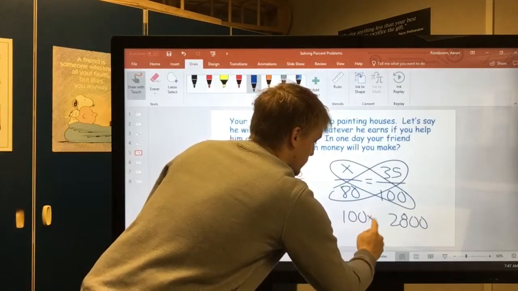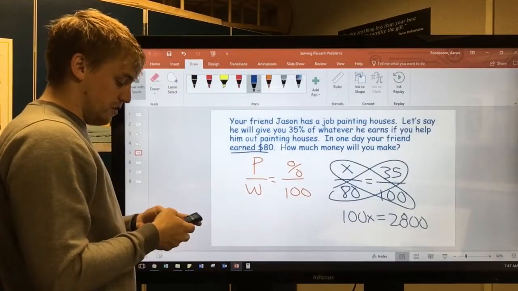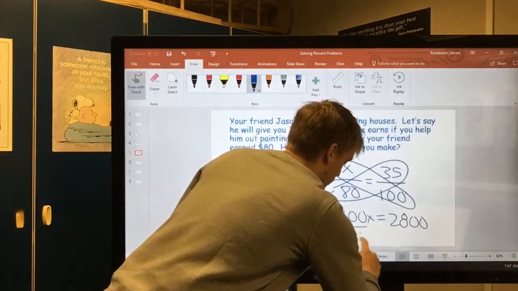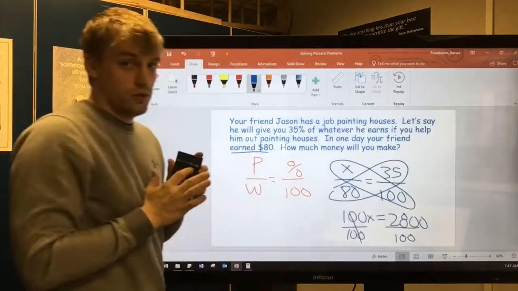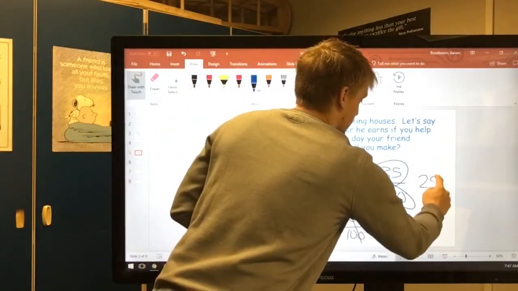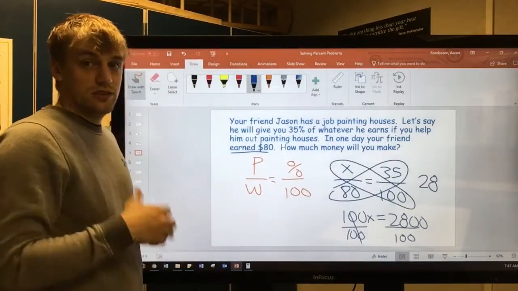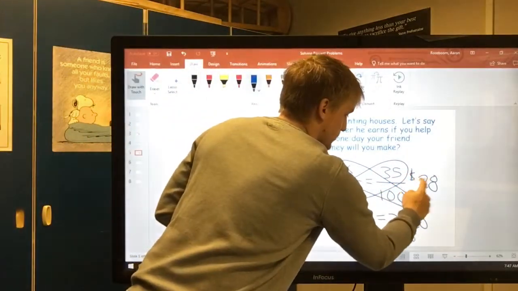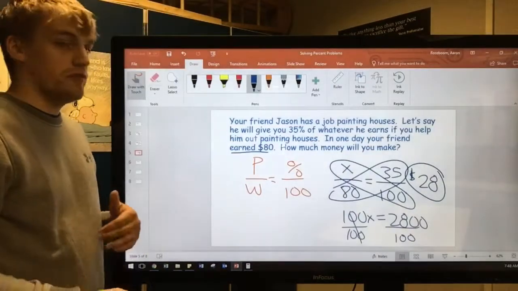100 times X is 100X. And then we take 2,800 divided by 100. If you don't know, you can do it on the calculator. 2,800 divided by 100 is 28. So in that one day, he made $80 and he's going to give you 35%. That would mean you made $28. Okay? So you solve for the part there.